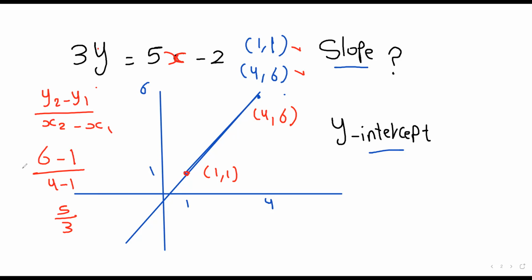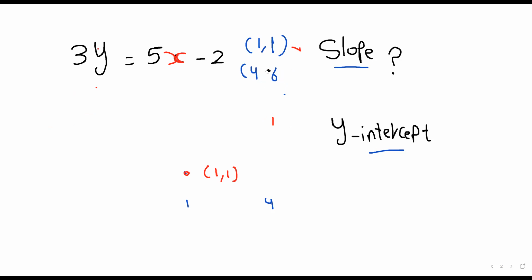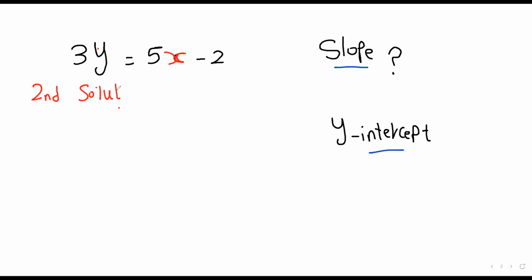So what's the second solution? We try to write the equation in the form y equals mx plus c. That's the second solution. We found the first solution with the graph, and the second solution is to write it in the format y equals mx plus c.